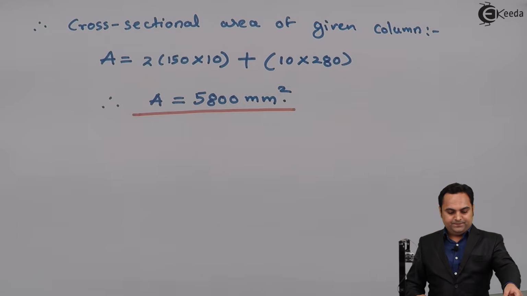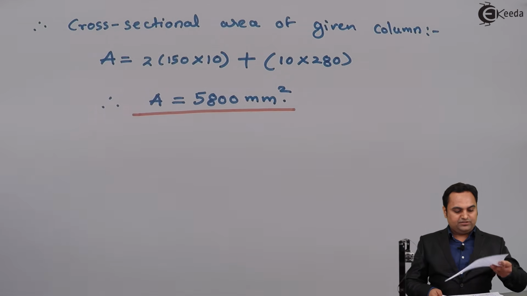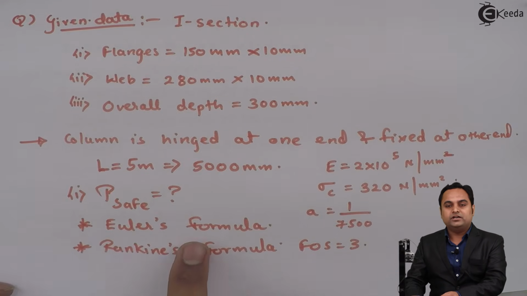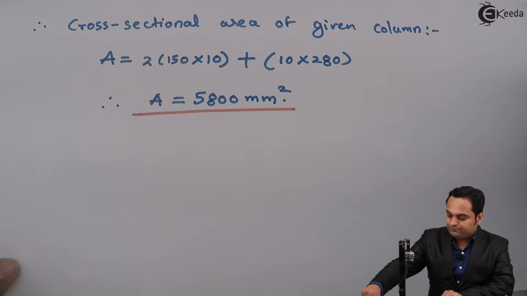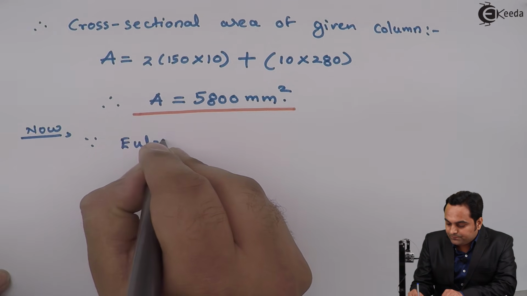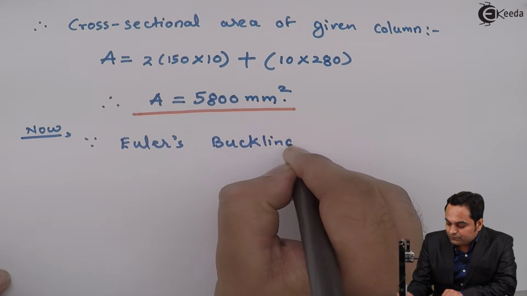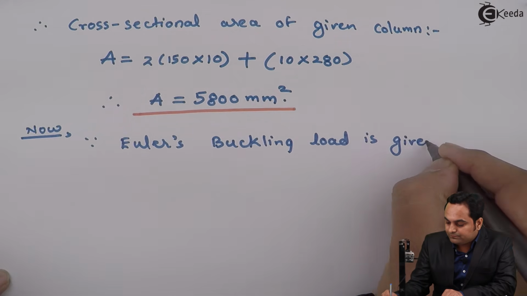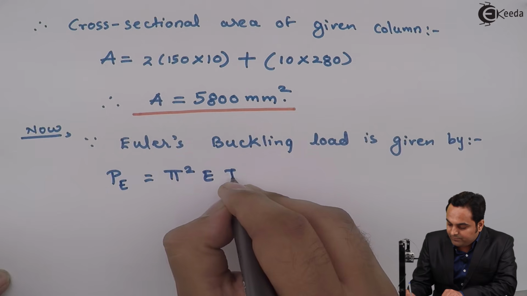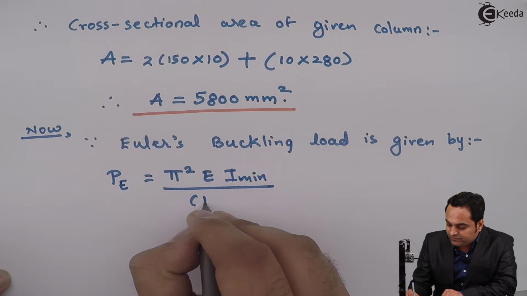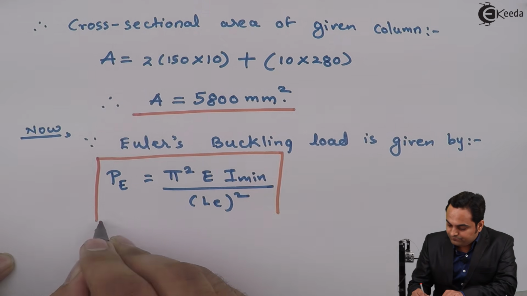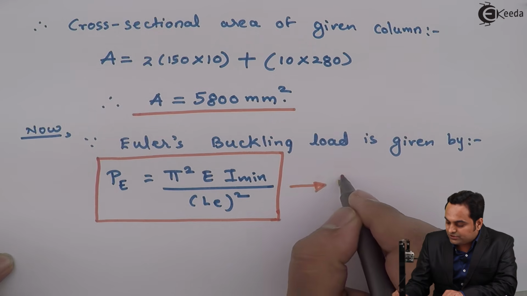After getting the cross-sectional area, in the problem they have asked us to calculate the safe load by using Euler's as well as Rankine's formula. First we'll start with Euler's formula. Since Euler's buckling load is given by P suffix E is equal to pi square E I minimum upon effective length square, I'll keep this as equation number 1.